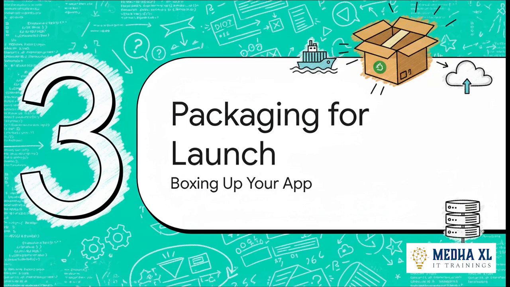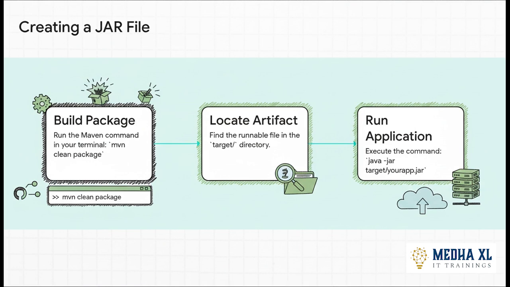The next step is to package it all up into a single, runnable file that's ready to be shipped off for deployment. And honestly, Spring Boot and Maven make this part incredibly easy. Seriously. First, you just pop open your terminal and run mvn clean package. That's it. Then you'll find your shiny new jar file waiting for you in the target directory. And to run your entire application, just a single java -jar command. And boom, just like that, your app is all bundled up and ready to go.